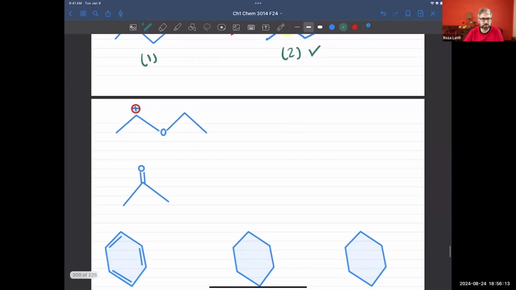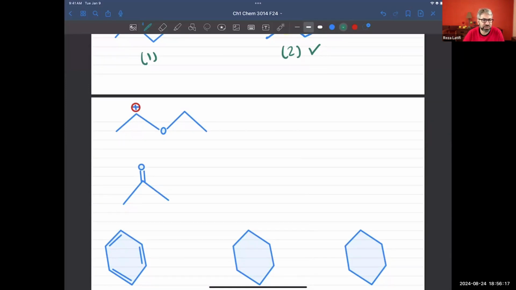And how about the next one? Again, I have oxygen as a bridge between two carbons. Technically, we have two groups, we call them ethyls, attached to oxygen, and this is an ether, but it has a positive charge. Oxygen is not octet. So what do I need to do with oxygen?